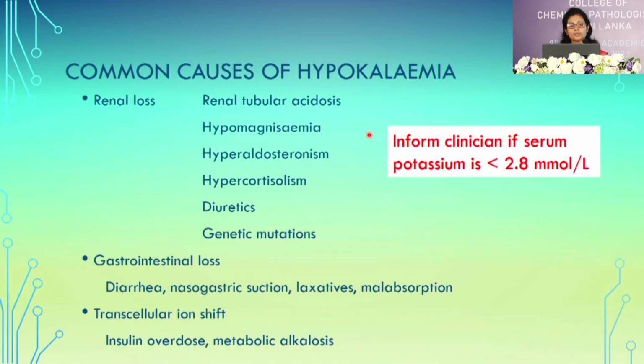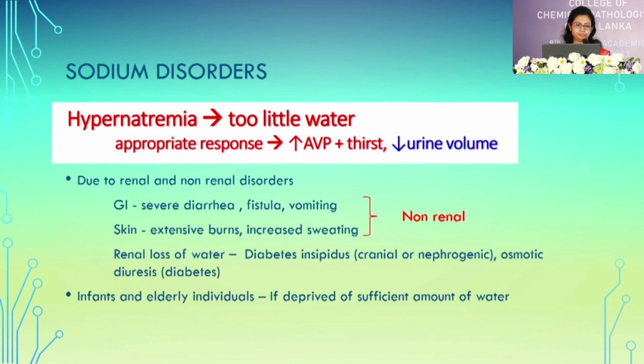The common causes of hypokalemia include increased loss through kidneys or through the GI tract, or when there is a transcellular ion shift which is seen in metabolic alkalosis or insulin overdose. And again, 2.8 is the critical value, so you need to inform the clinician if serum potassium is less than 2.8.